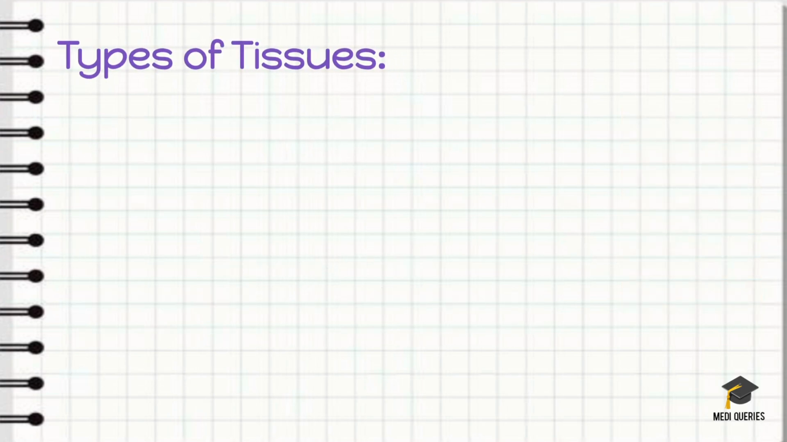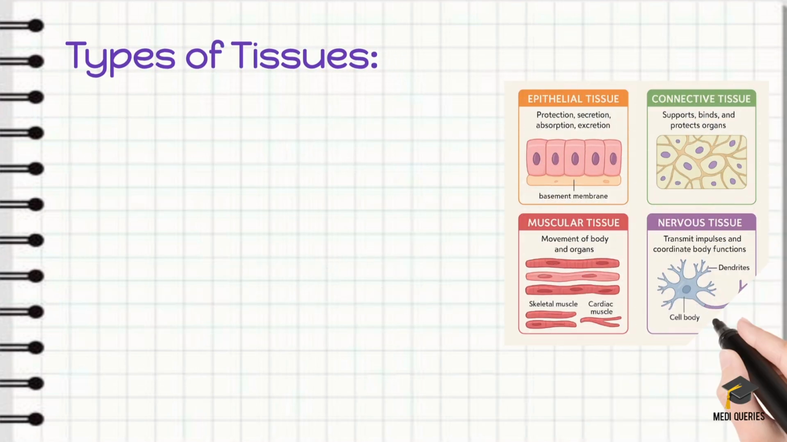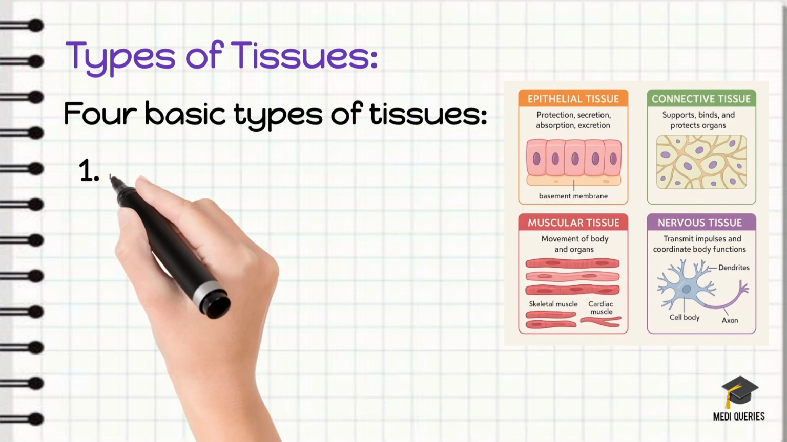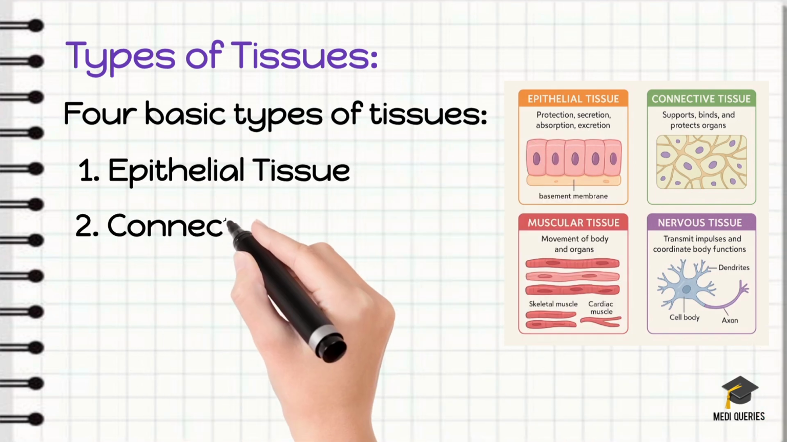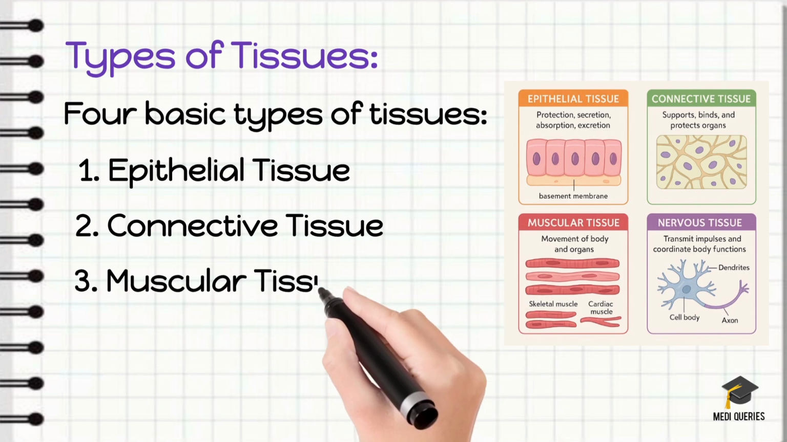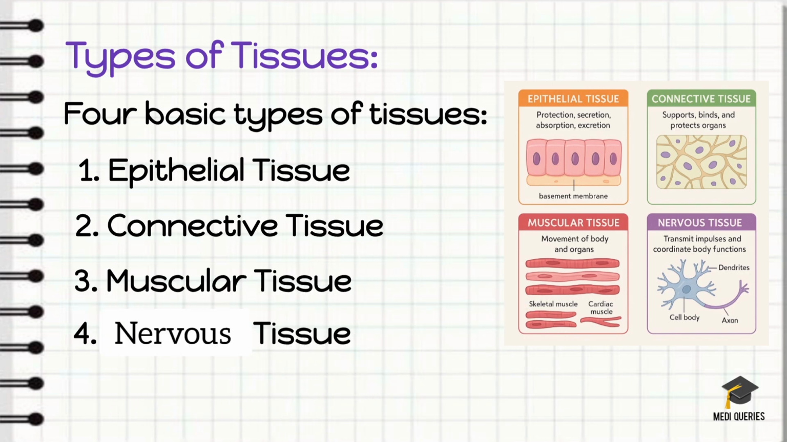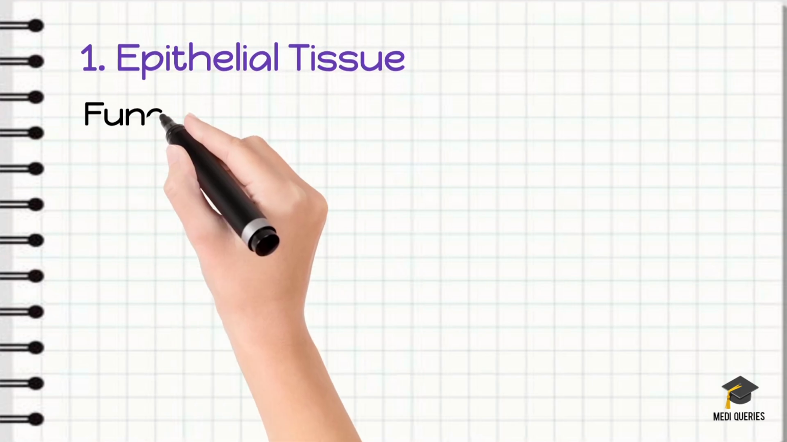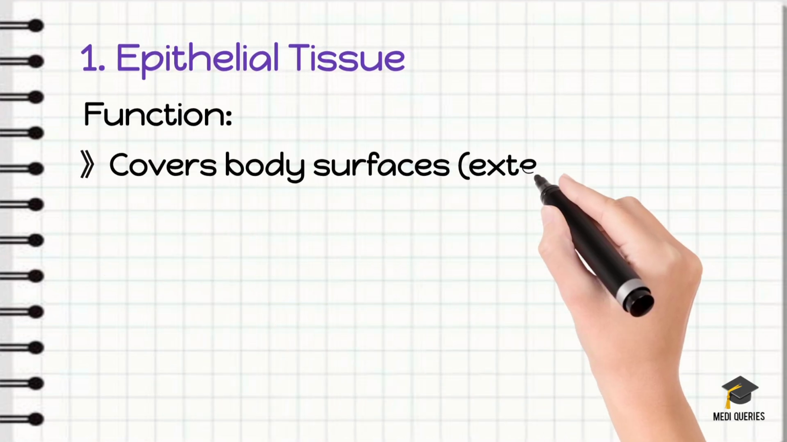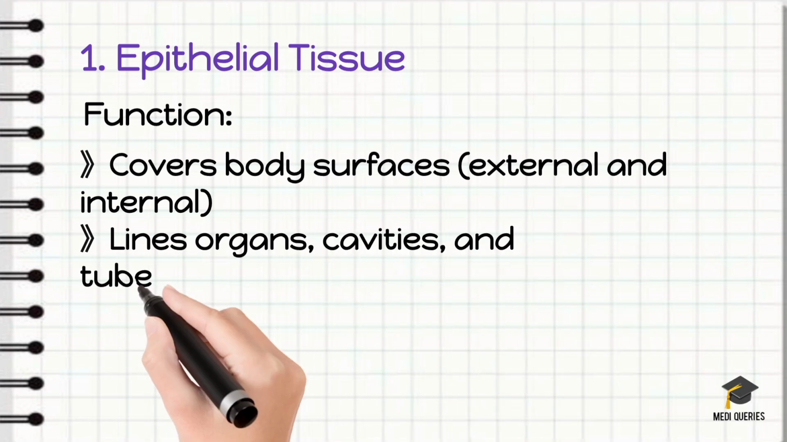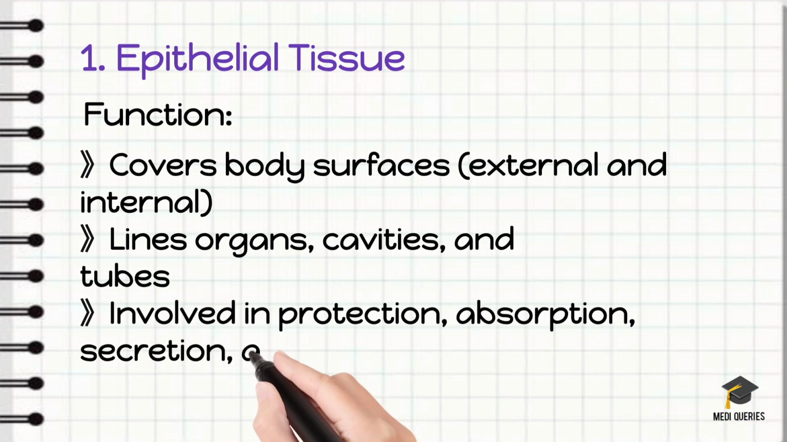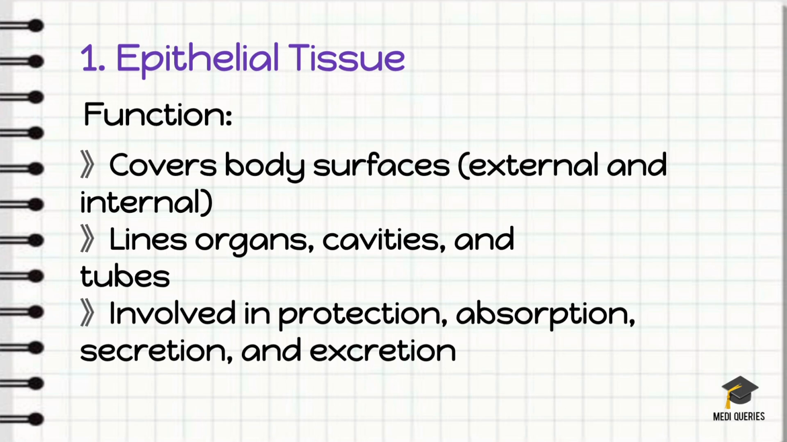So here there are mainly four types of tissues in the human body: epithelial tissue, connective tissue, muscular tissue and nervous tissue. These tissues are the building blocks of all organs and the organ systems. Let us see all the tissues and first start with the epithelial tissue. The function of this epithelial tissue is to cover the body surfaces, both the external and the internal ones. So here they mainly line the organs, cavities and the tubes. They are mainly involved in the protection, absorption, secretion and excretion processes.